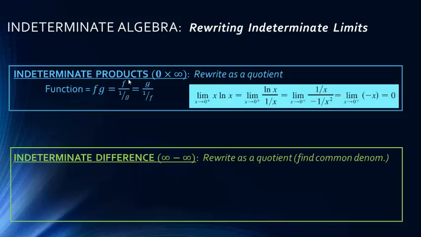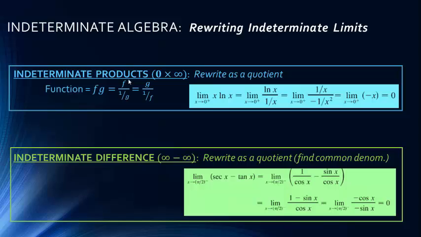We can also have indeterminate differences. Here we would rewrite as a quotient, and this is when we have infinity minus infinity. So what we'd have to do is to find a common denominator. You'll see this mainly in trig functions, and remember that the denominator of secant is cosine, the denominator of tangent is cosine. So these are sort of set up for us to a certain degree for these indeterminate differences. And these are also more rare, and again, they tend to happen in trig functions or hyperbolic functions.